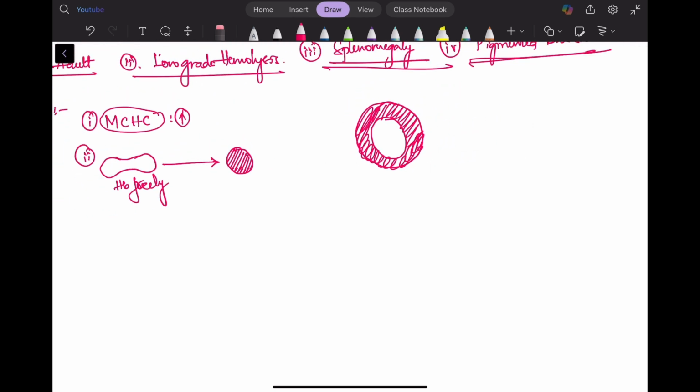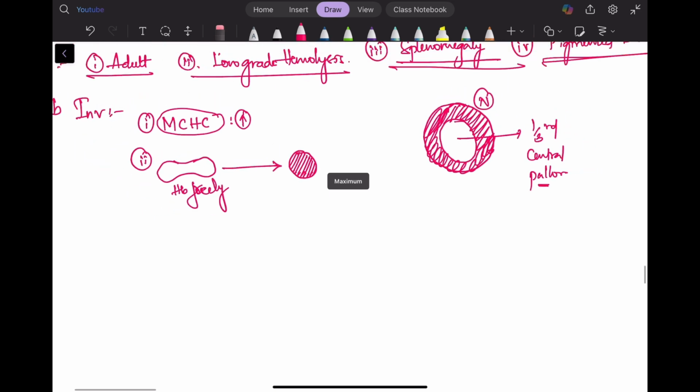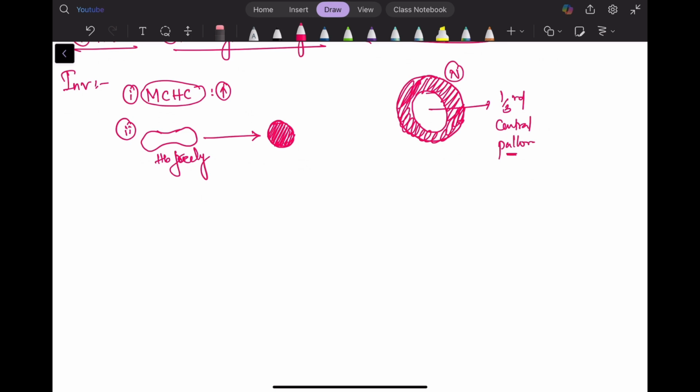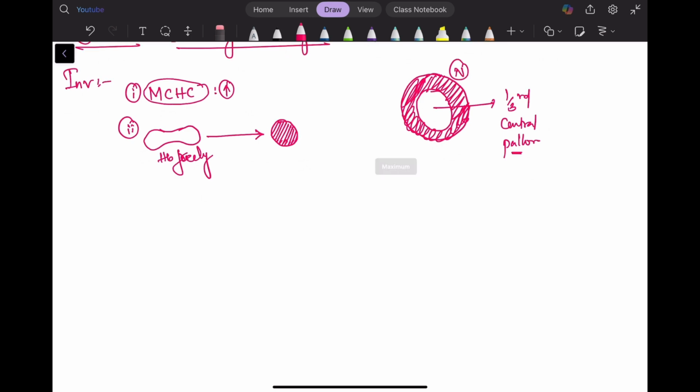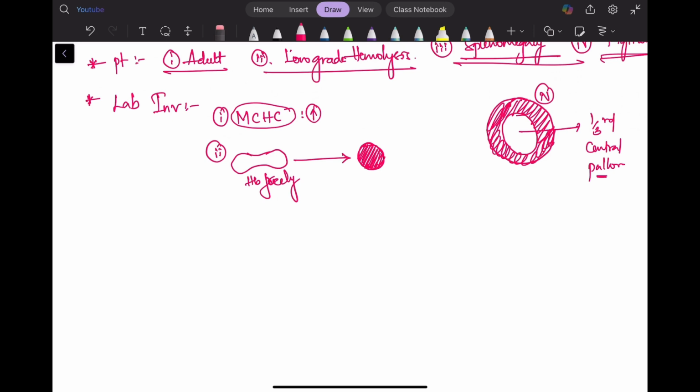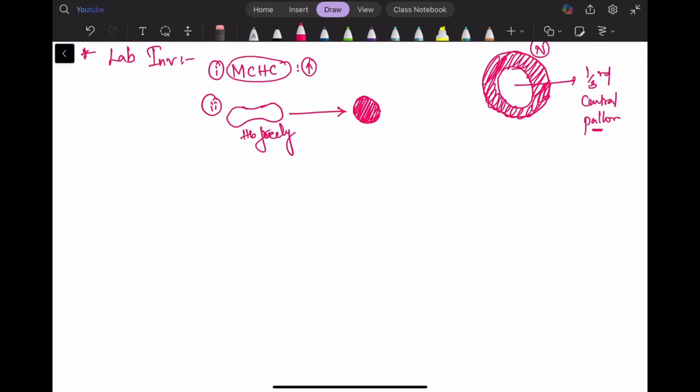Okay, in the center there will be one third central pallor. This is normal. But here what happens? It is lost. You can see there is no central pallor. Okay, I hope that's clear. MCHC increased. Hemoglobin is compactly arranged, like loss of central pallor.